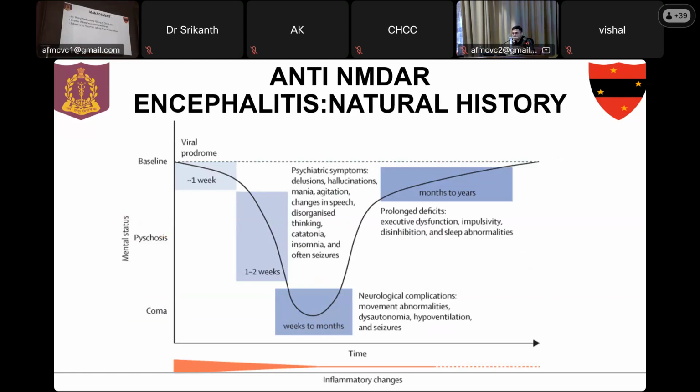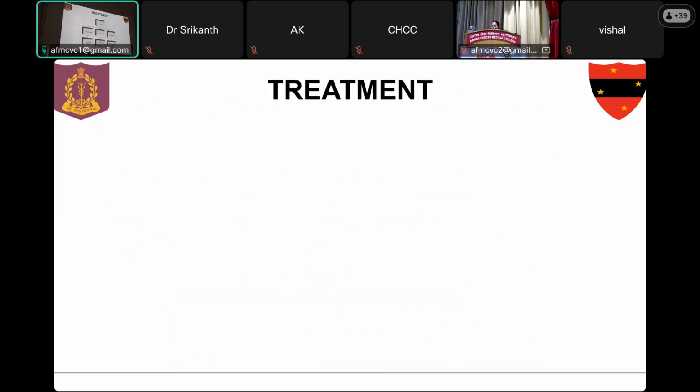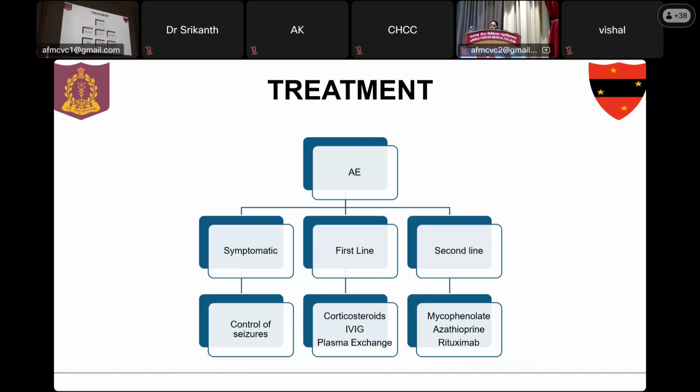Next. She was managed with methylprednisolone pulse 750 mg IV OD for 5 days, 5 cycles of therapeutic plasma exchange, and 2 doses of injection rituximab, 500 mg IV at 14 days interval. So this is how you treat autoimmune encephalitis. One is the symptomatic treatment. Always remember, you may try to control the seizures with anti-epileptic drugs, but they will not respond unless you address the underlying pathology. The first line treatment is corticosteroids, IVIG or plasma exchange. In case they don't respond, then you can go to rituximab, mycophenolate or others.